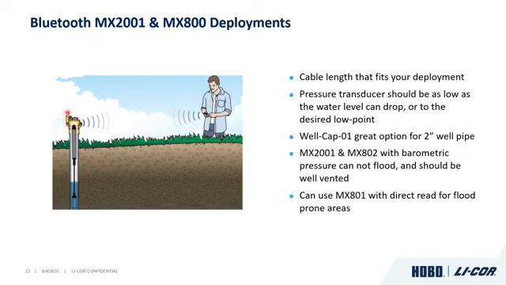So with barometric built in, it cannot be flooded, and it has to be well vented. If you were in an area that was going to be prone to flooding, but you still want to utilize the capabilities of wireless Bluetooth offload, you can actually use our submersible MX801 with a direct read cable so that you can offload the data stream side, or, if you're in a hard to reach area within 100 feet, you can offload, and still if it gets flooded, it's not a problem.